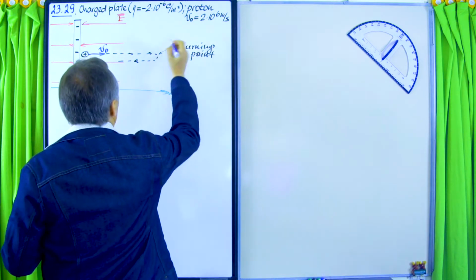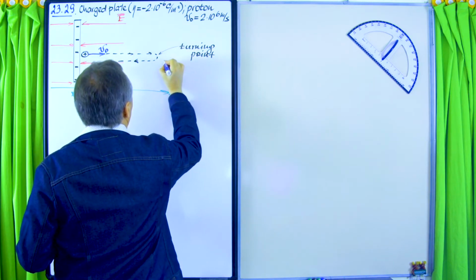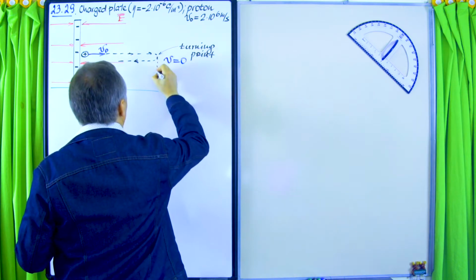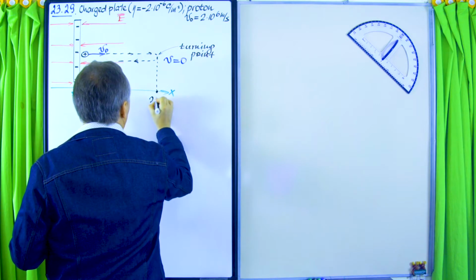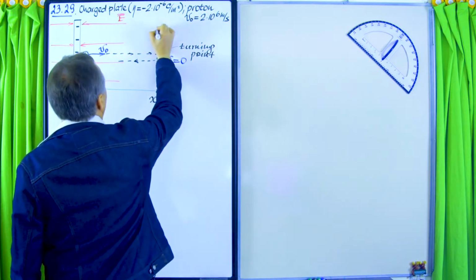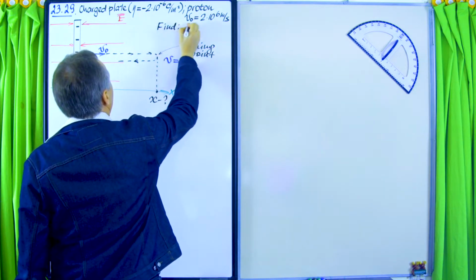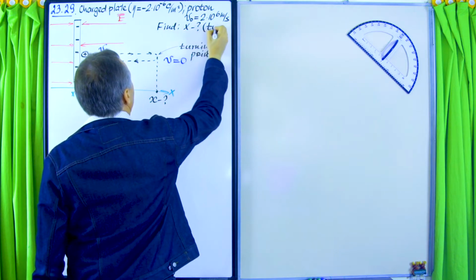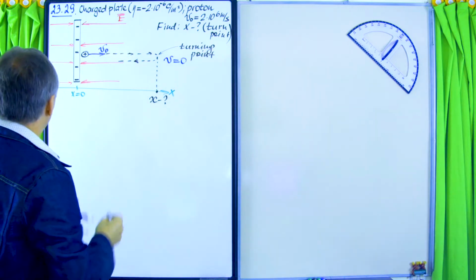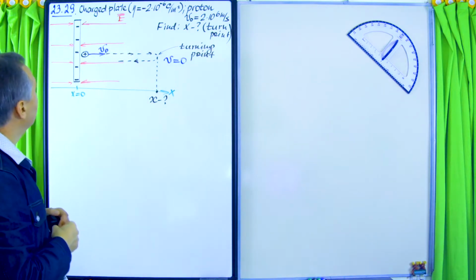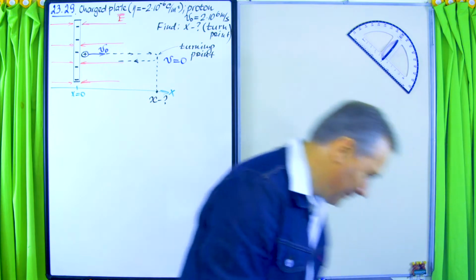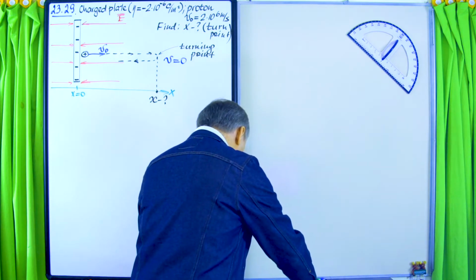Now let me show it here. V equals 0. And let me show what we need to find. This is a point X which needs to be found. So we need to find X at the turning point. What else needs to be added here? It looks like I gave you everything. I gave you all my heart. Nothing else is given in the problem.